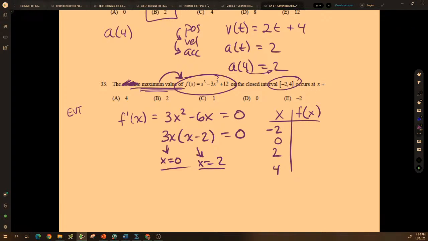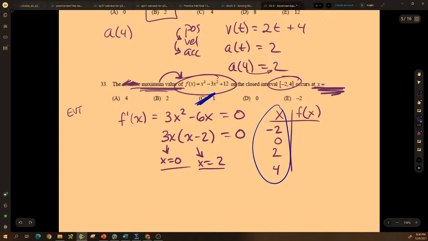Now, they want the maximum value that occurs at x equals. So my answer, this is important, is going to be one of these guys. It's not going to be what I get. So the only options are negative 2, 0, 2, and 4. I can immediately cross out C.